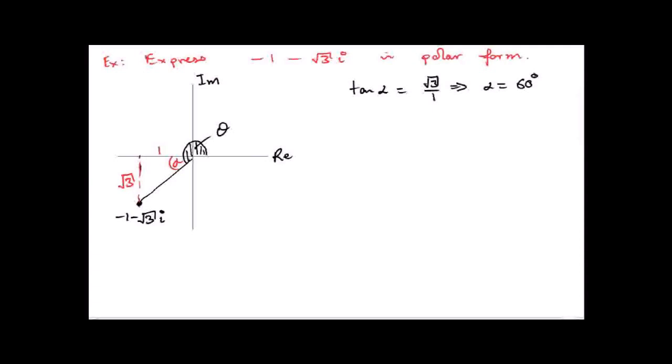So what does that make theta? Theta in this question, would you agree, is 180 plus 60. You go from here to here, which is 180 degrees, and then you have to add alpha. So we've got to add 60. 180 plus 60 is 240. So theta equals 240 degrees. Is that okay?